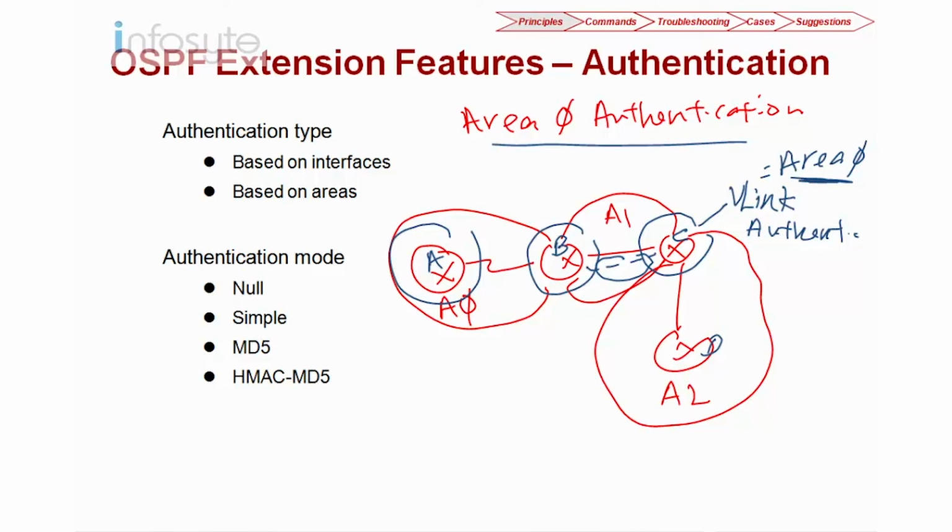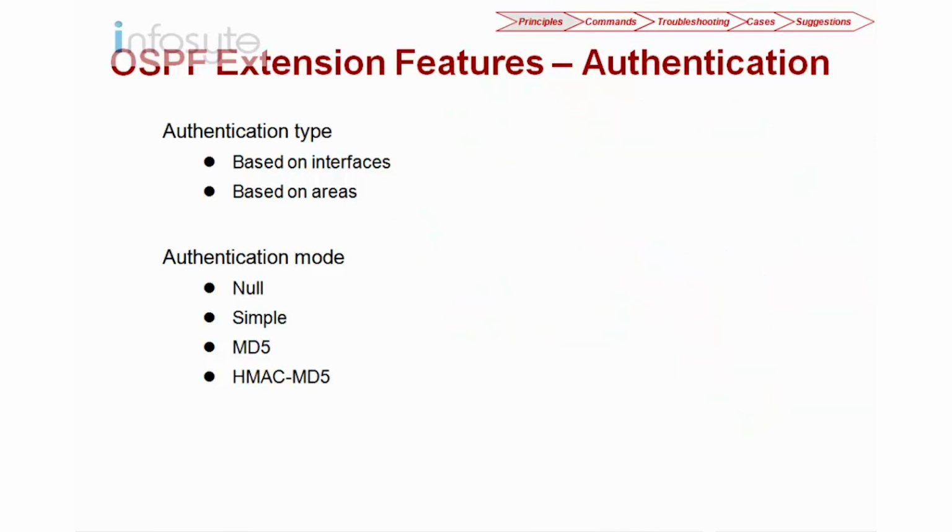Let's say they are looking for area 0 authentication. And these are the 4 modes. Now, null, simple, MD5, and HMAC MD5 can be used as the authentication mode.